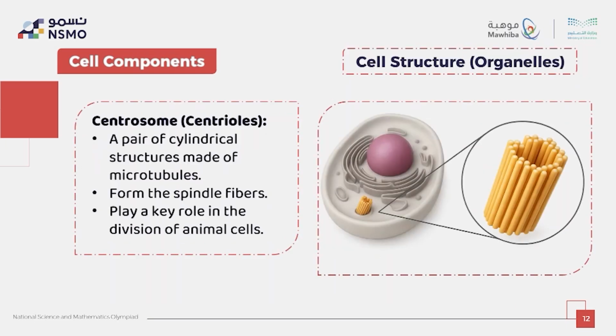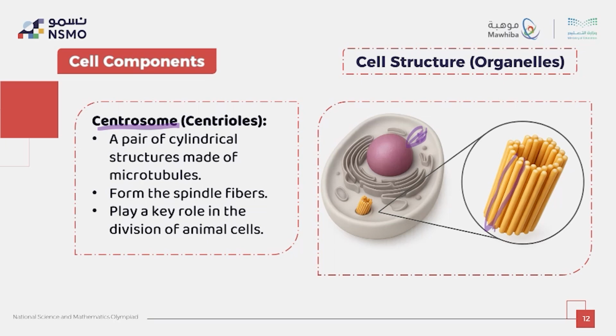Next, let's look at another important component, the centrosome. The centrosome contains a pair of structures called centrioles. That's the first centriole, and there will be another one here. So, as you see in the image, each centriole is made of cylinders, that one, microtubules, in very organized patterns.